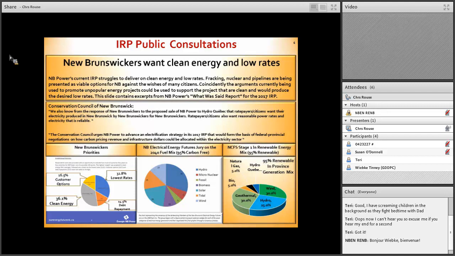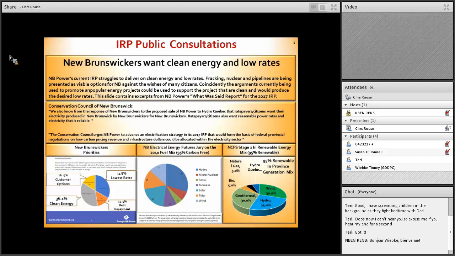The slide is an excerpt from NB Power's What Was Said report for their 2017 IRP. So there's a quote here from the Conservation Council, and it brings up a really good point. New Brunswickers want NB Power. We tried to sell it several years ago. There was essentially a referendum about it. And New Brunswickers want NB Power. We don't want it sold. We want them to generate our power. And they want reasonable rates.